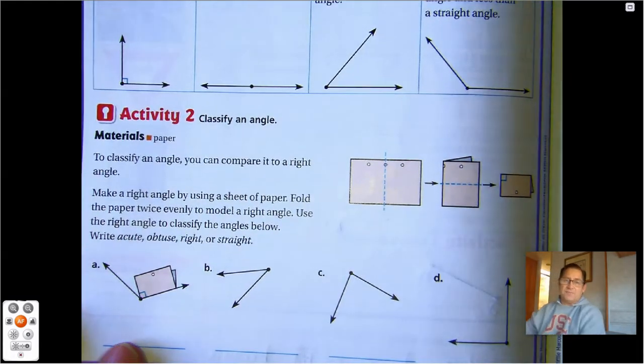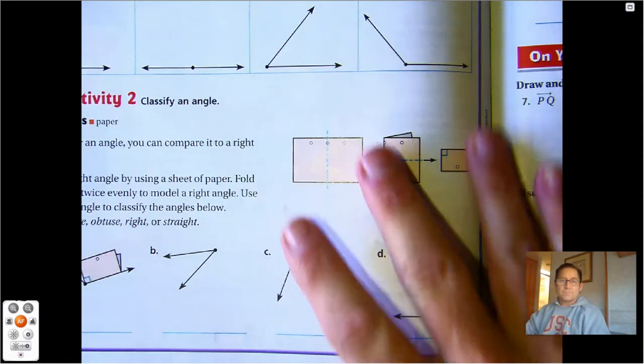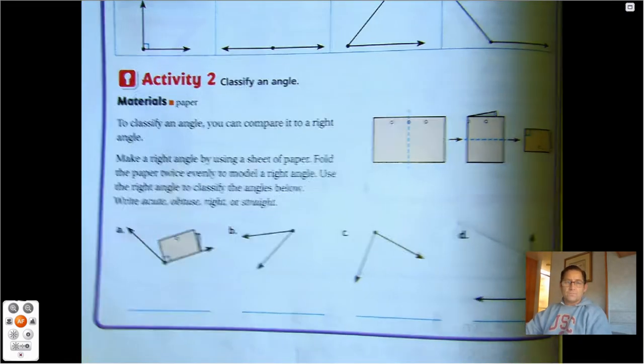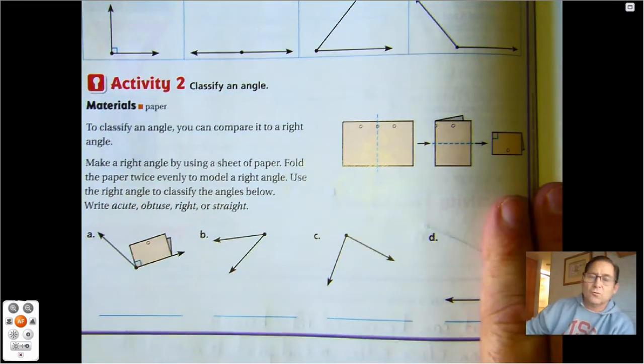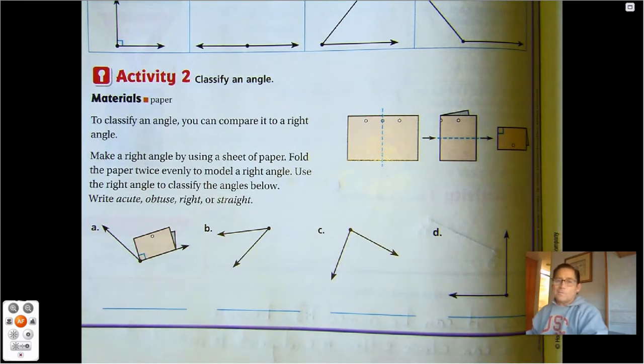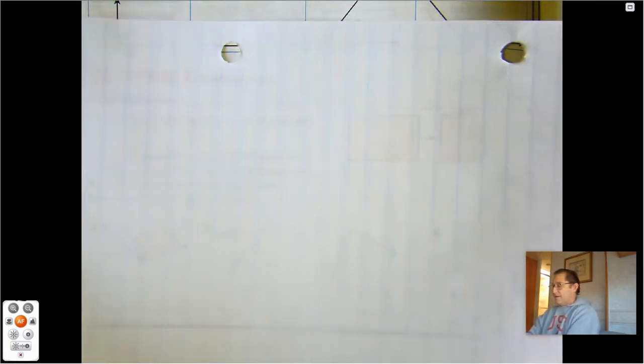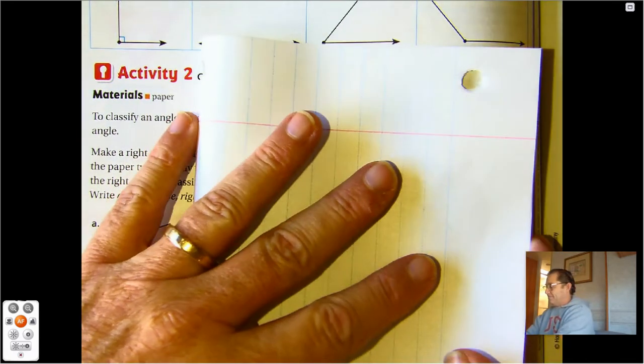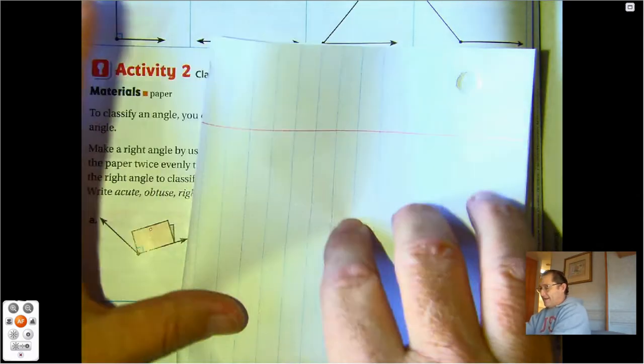Well, if you get a piece of paper, I can show you how to make a simple tool to help measure the angles. So take your piece of paper and put it with the holes away from you and fold it exactly in half, making sure the edges match up.